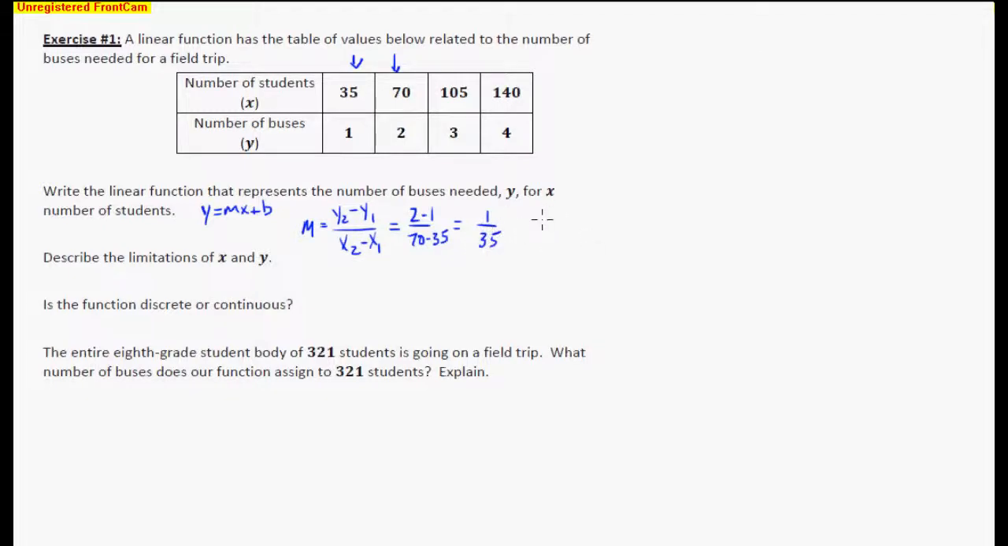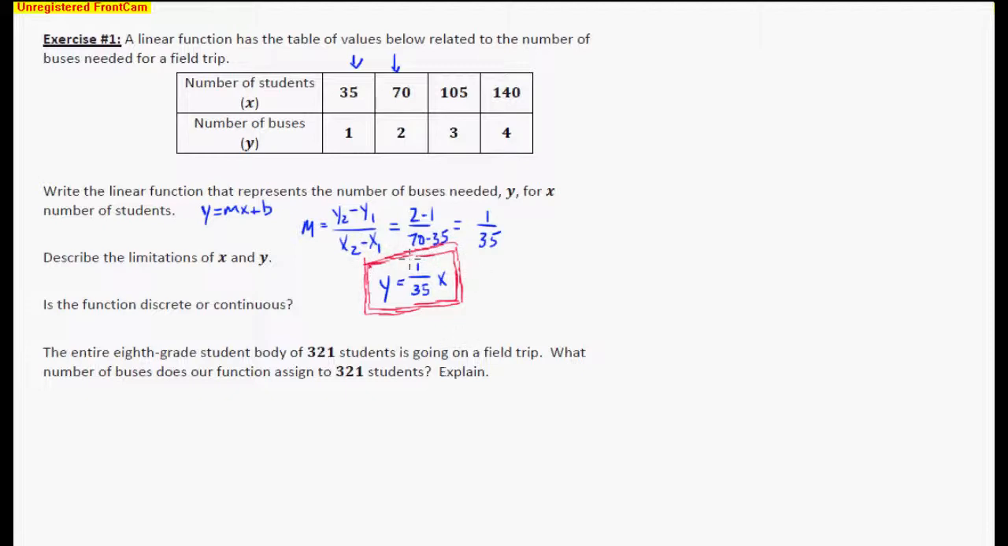All right, so my equation, and obviously the y-intercept is if I take 0 students, well, the number of buses I need is going to be 0. So my y-intercept in this case is going to be 0. So what do we have? We're going to have y equals 1 over 35x plus 0. So there it is. There's my function. There's my linear function that's going to go on here. We're going to circle that or put a nice framed square around it for you, because we're going to use that later.